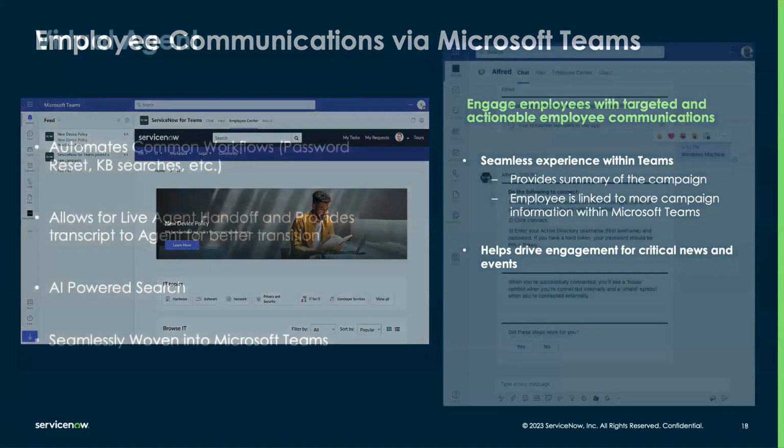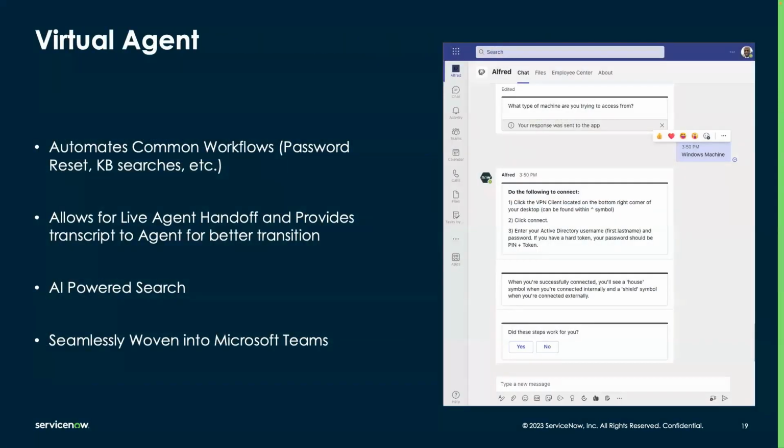Okay, and then virtual agent. A lot of us know this quite well. VA automates common workflows, allows for a live agent handoff, and provides a transcript for better transition. It supports the AI-powered search, and it's, of course, woven seamlessly into Teams.